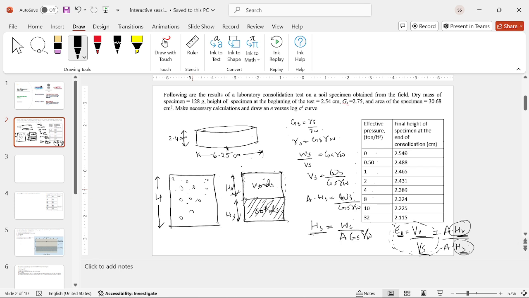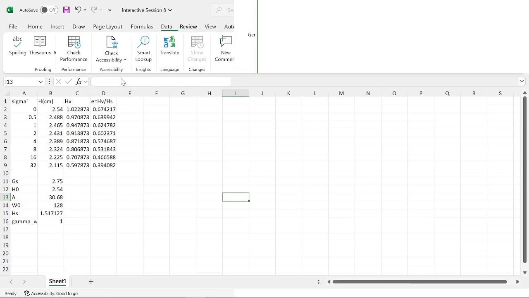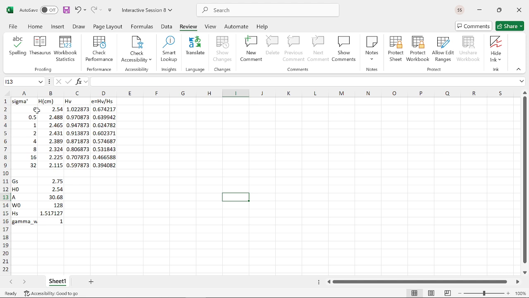And now we have been given height at each stress increment, and we subtract height of solids from all of these, because when we consolidate, what we are doing is squeezing out the water from the pores. We are decreasing the pores of the soil, but we are not touching the solids. We are not changing the state of the solids. And now we have our sigma as well as e. Now let us plot it.